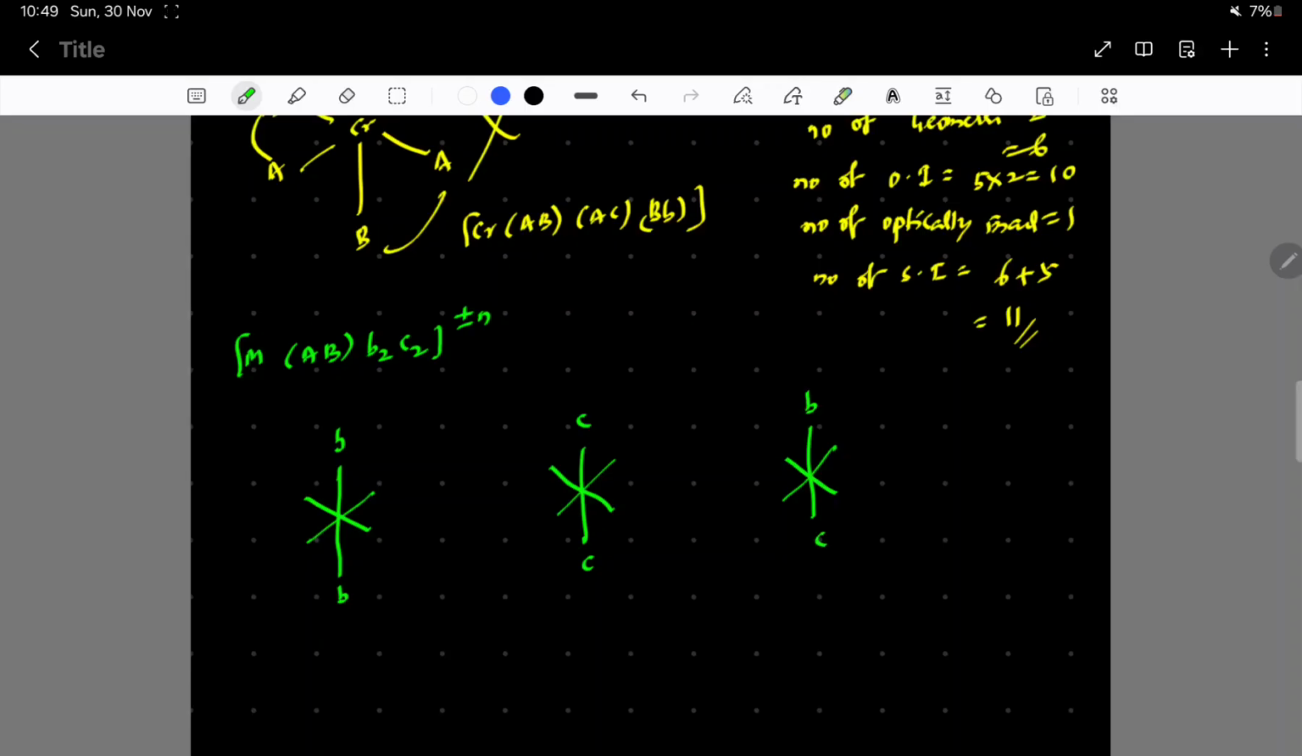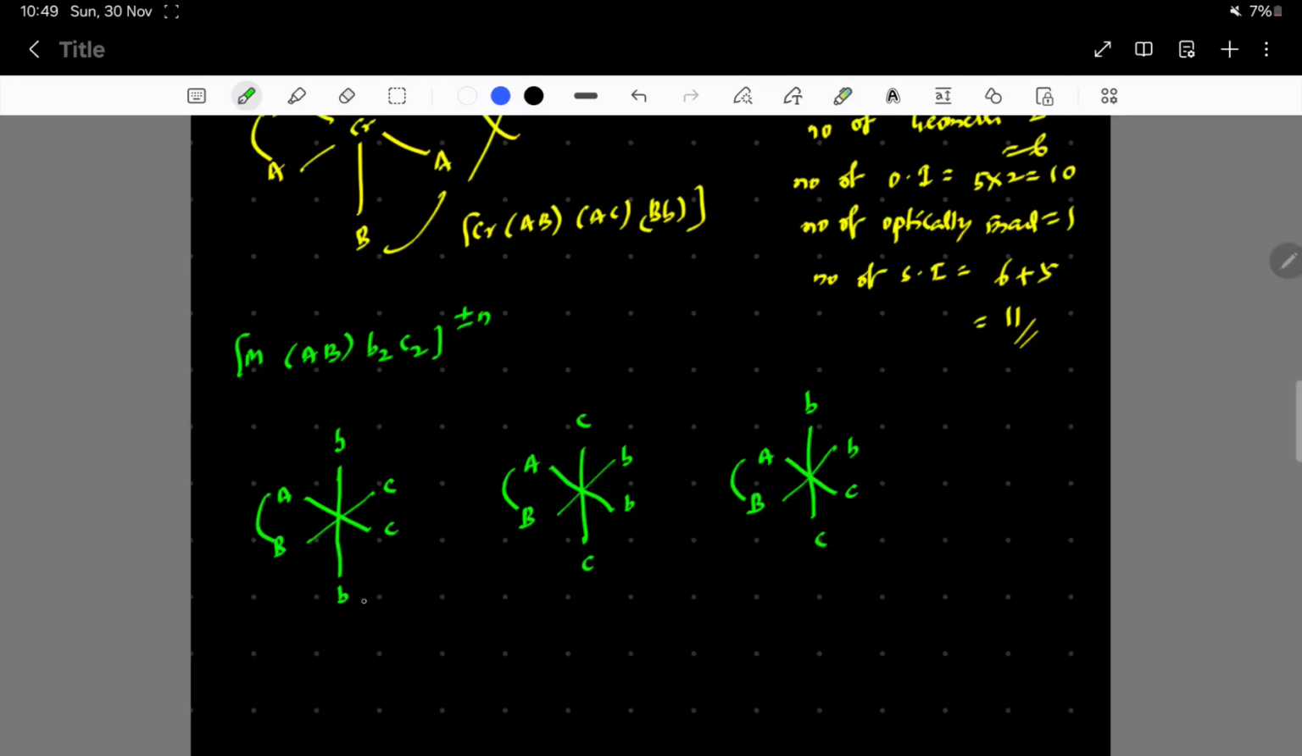B₂B trans means I will write B₂C trans. Now I will write AB is fixed. Now AB is fixed, student. This I can write will be CC, and now I can write this will be BB, and now I can write this will be BC, right? So from this, student, how many possibilities are there, we will check.